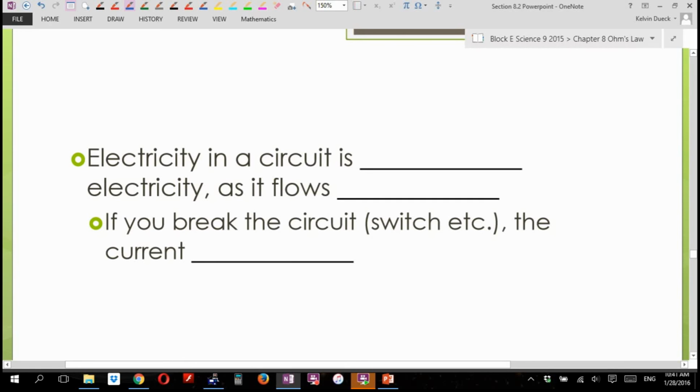Electricity in a circuit is current electricity because it flows continually or continuously. So what happens if you break the circuit? Throw a switch, pull off a wire. Off. Yeah, the same way as if you turn off a tap. The water just stops flowing. Except you might have a trickle for a couple of seconds with a hose. With electricity, it's off instantly. The current stops.